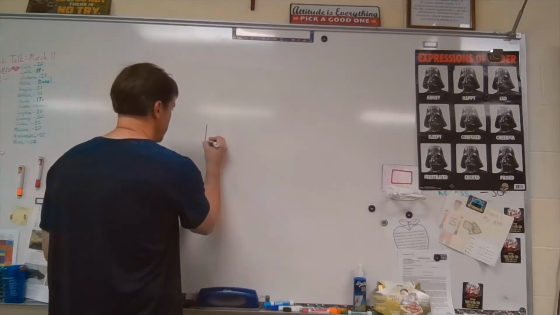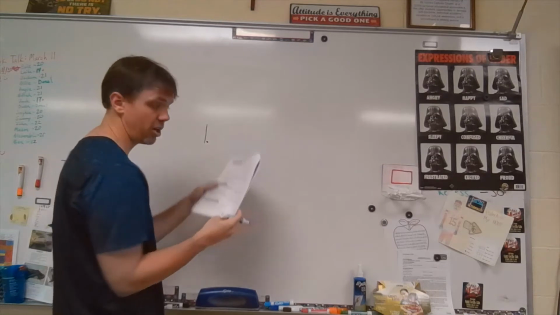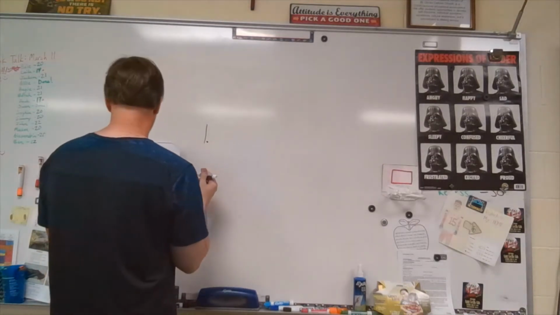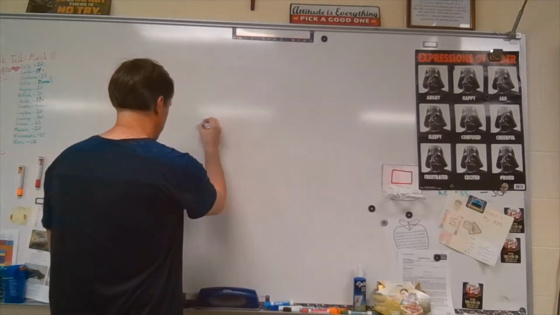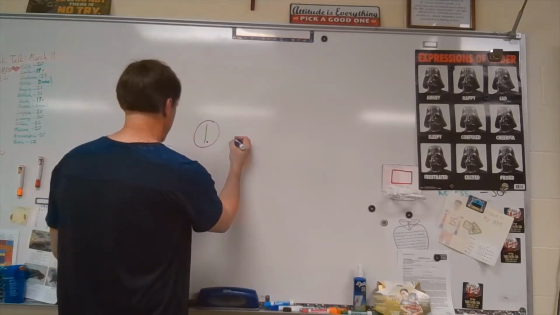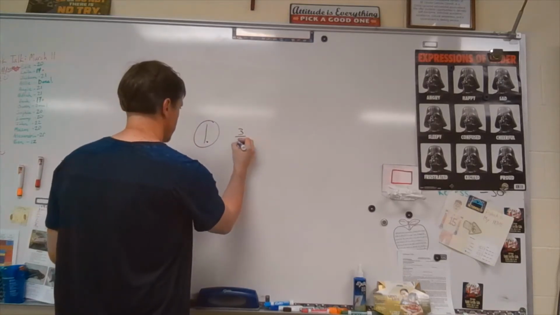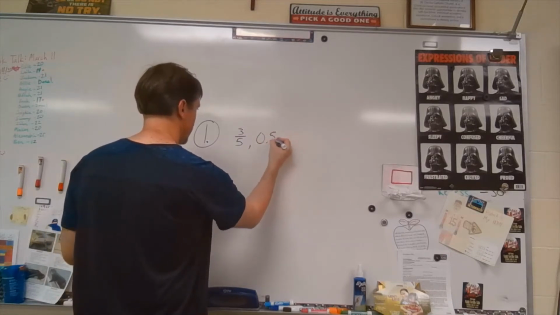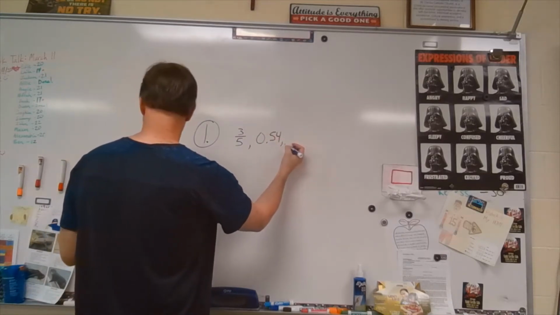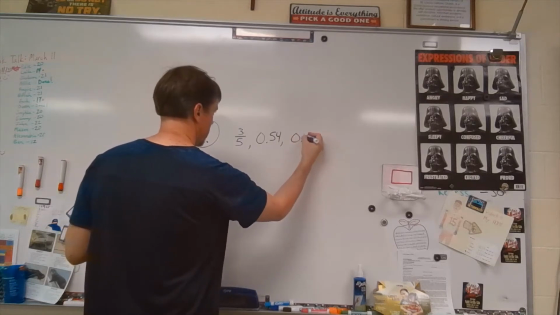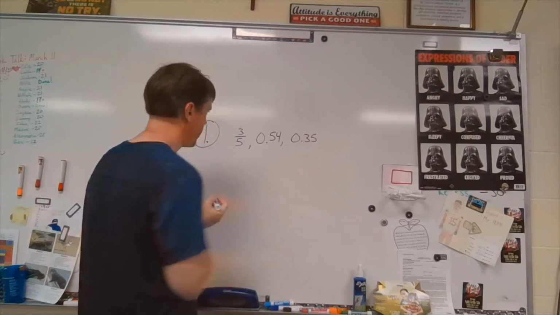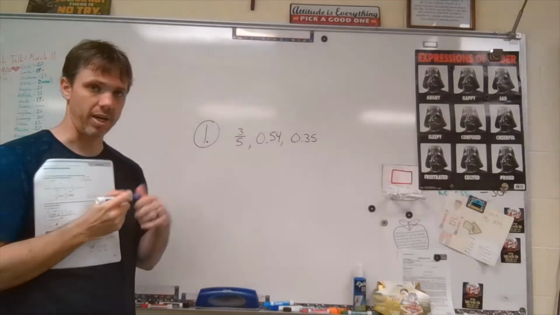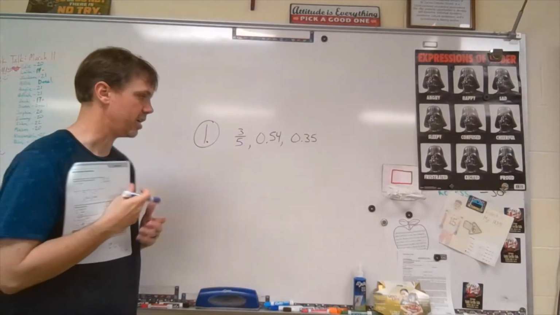So for number 1, this is on page GR4, by the way. Okay, so we'll circle this. Number 1. All right, we've got 3/5, we have 0.54, and we have 0.35. Okay, and we have to figure out how do we line these up?